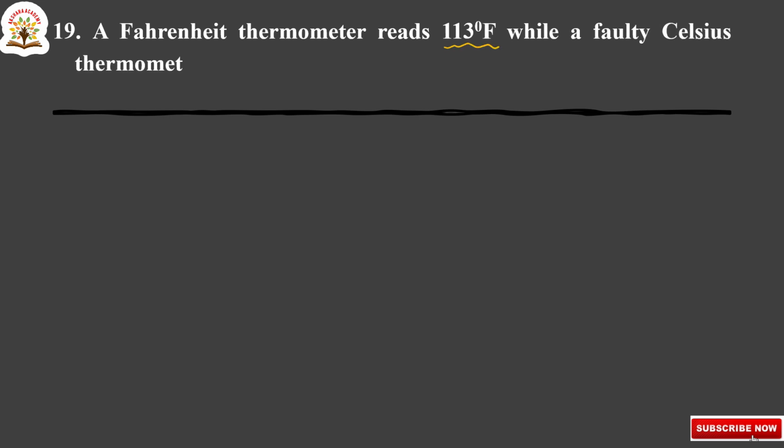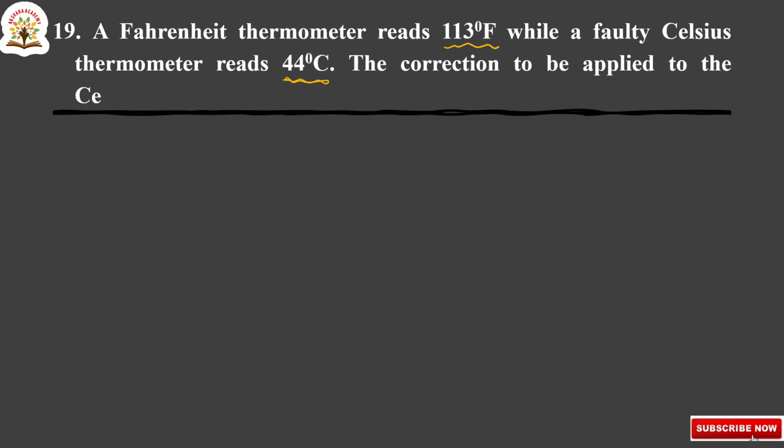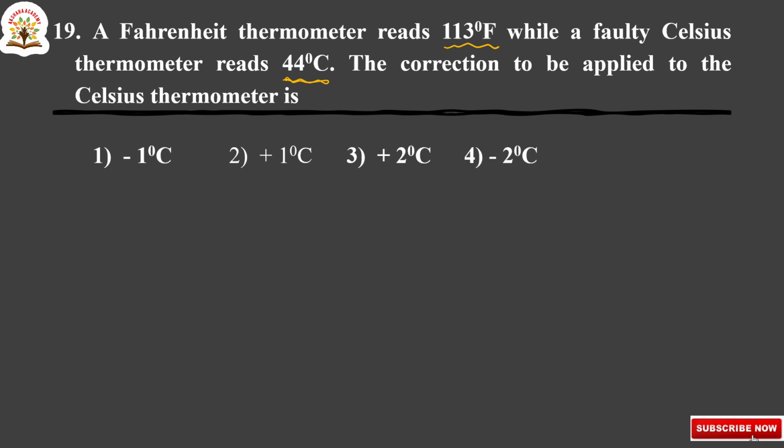A Fahrenheit thermometer reads 113 degree Fahrenheit while a faulty Celsius thermometer reads 44 degrees Celsius. The correction to be applied to the Celsius thermometer is, here they given the four options. First one is minus 1 degree centigrade, second one is plus 1 degree centigrade, the third one is plus 2 degree centigrade, and the fourth one is minus 2 degree centigrade. Okay, let us go to the solution.